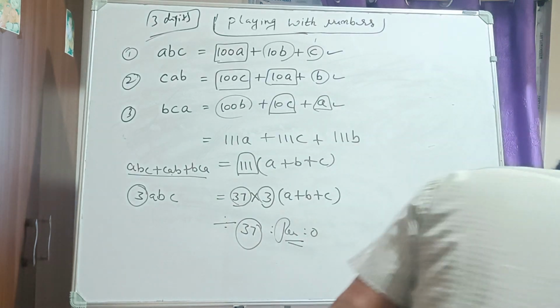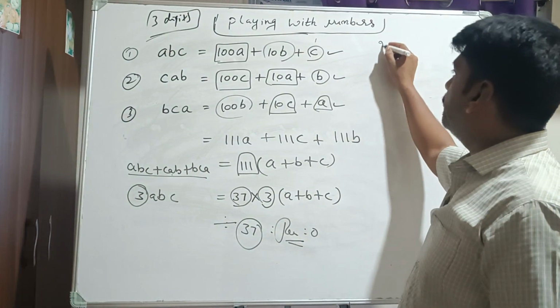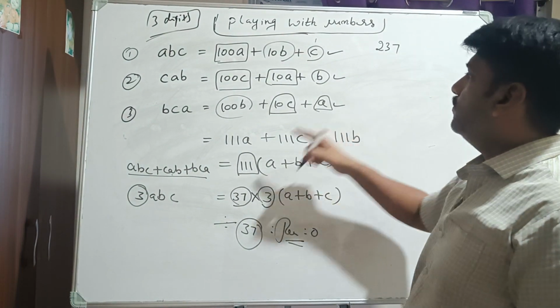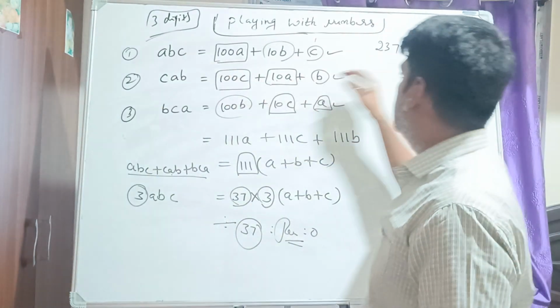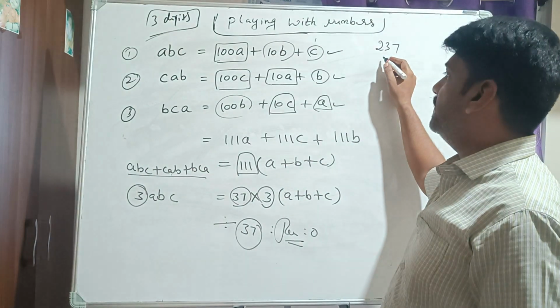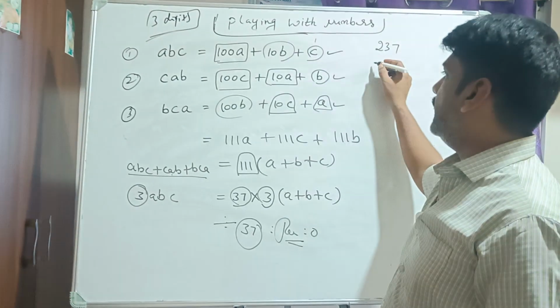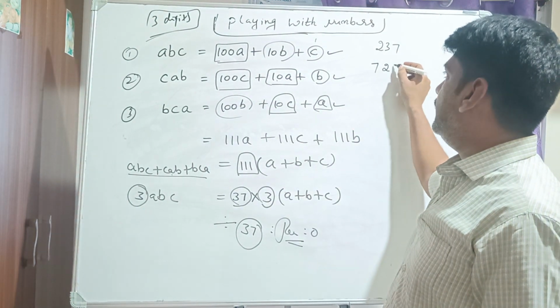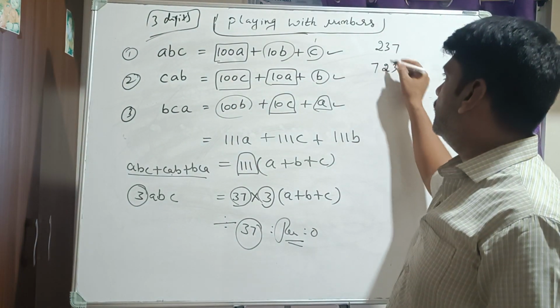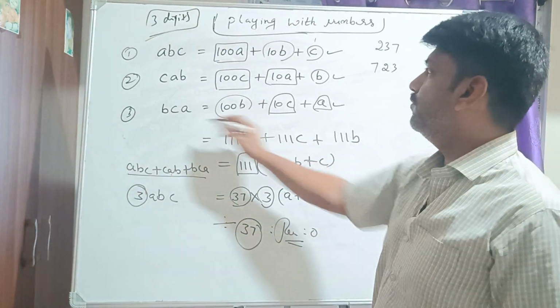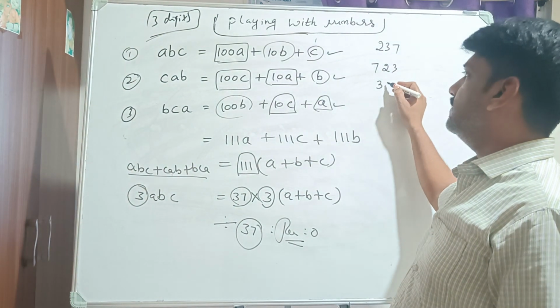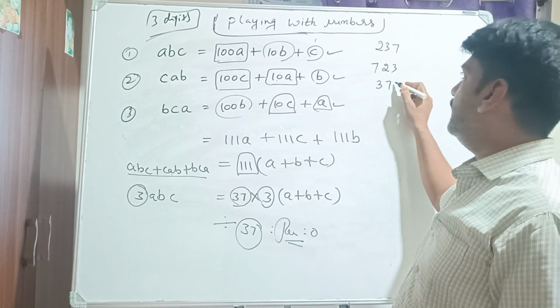So can we take one example? 237 I will take. So first I will take 237, right? So this is the first digit. Then the next digit, you can swap this, like 723. From this only, 723 I have written. So from B it is 3, C means 7, and A means it is 2.